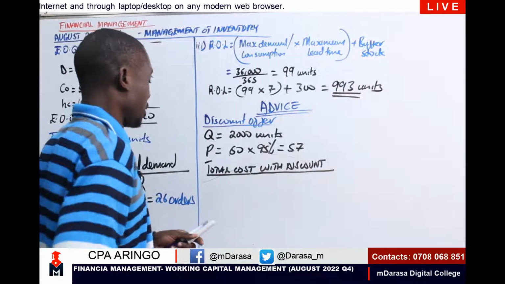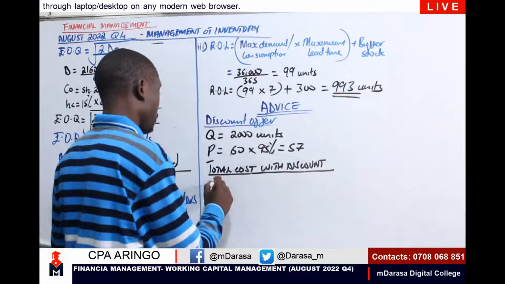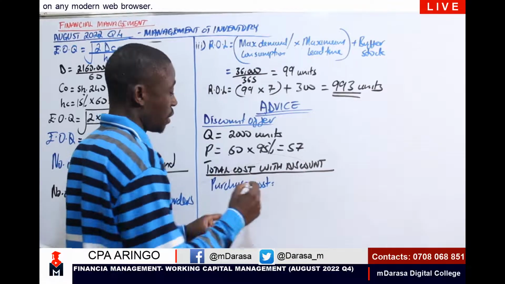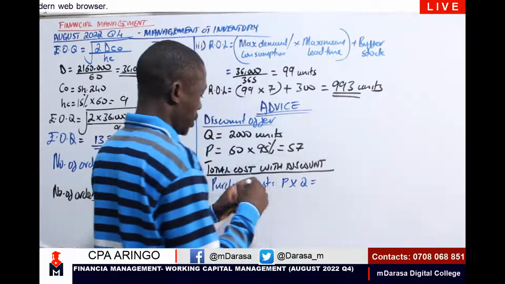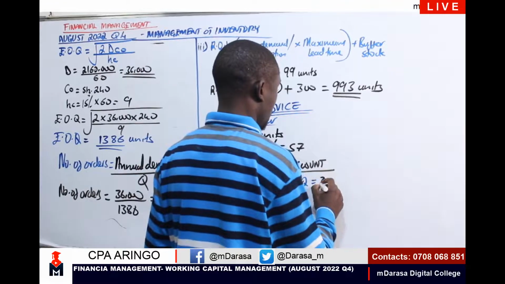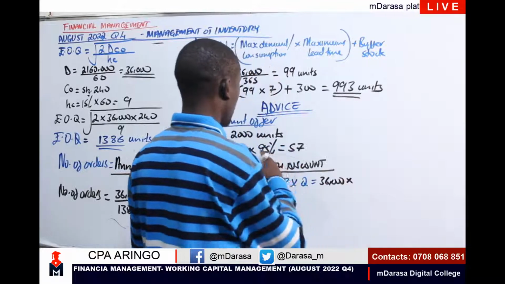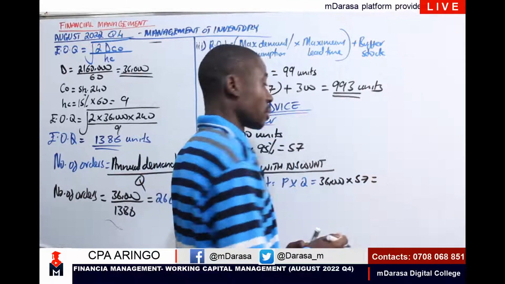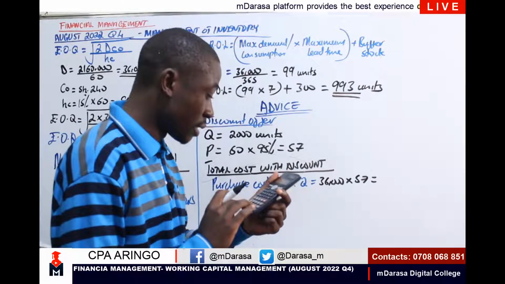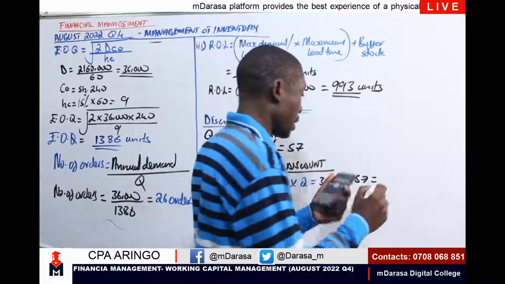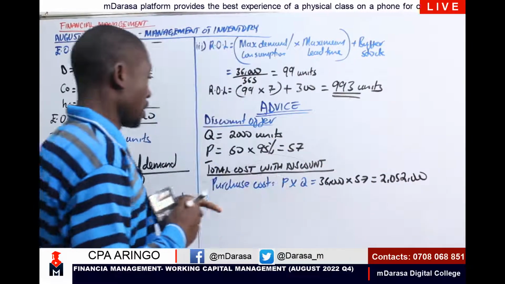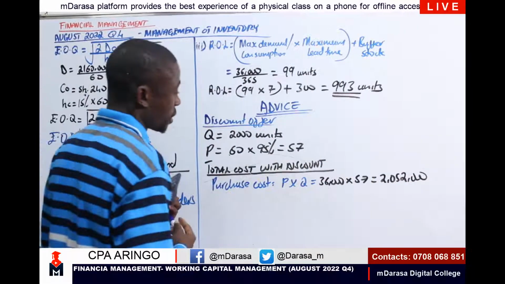our purchase cost. My purchase cost, we should be talking of how much? Purchase cost, I should be talking of P times Q, which in this case, our demand will not change in a year. So I'll just be having 36,000, but my purchase price will be 57. That should give us how much? 36,000 by 57 to give us 2,052,000.